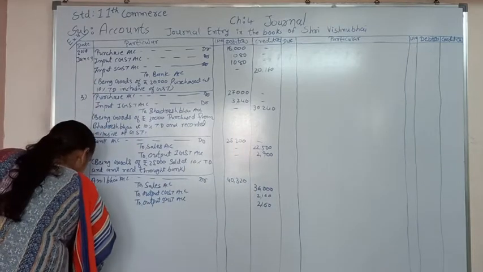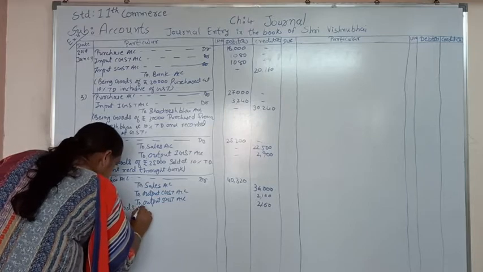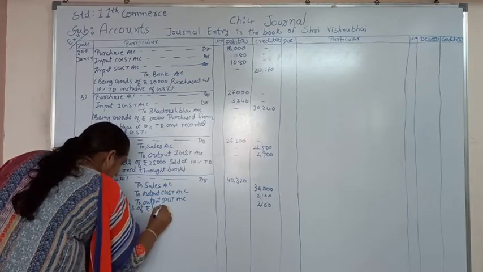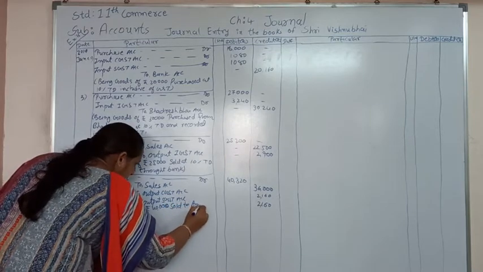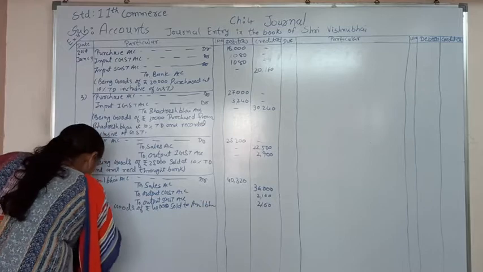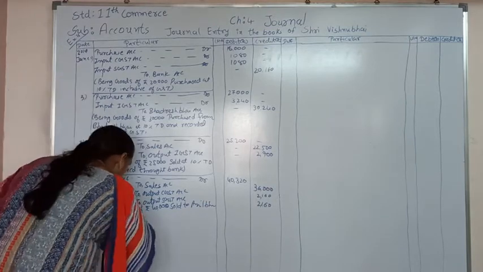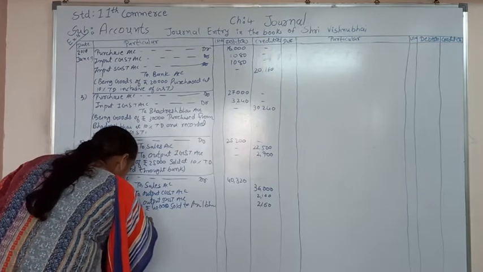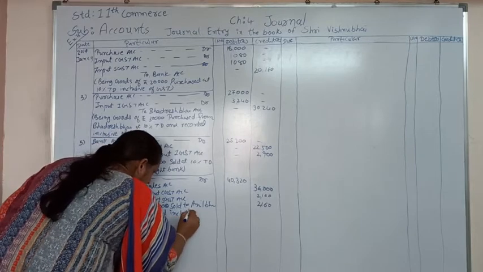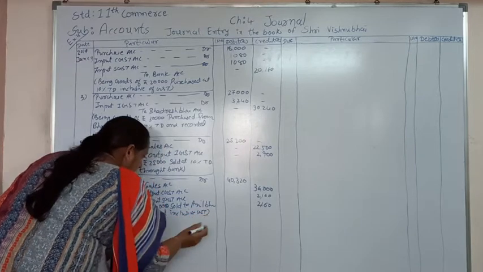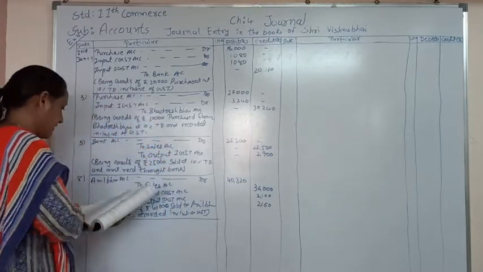Being goods of rupees 40,000 sold to Anil Bhai at 10% discount is recorded, inclusive of GST for that. So this is the transaction.